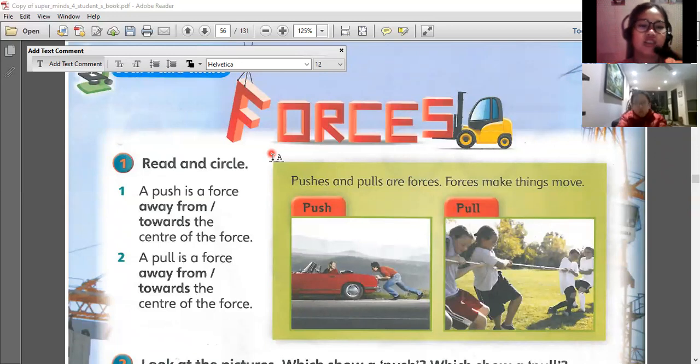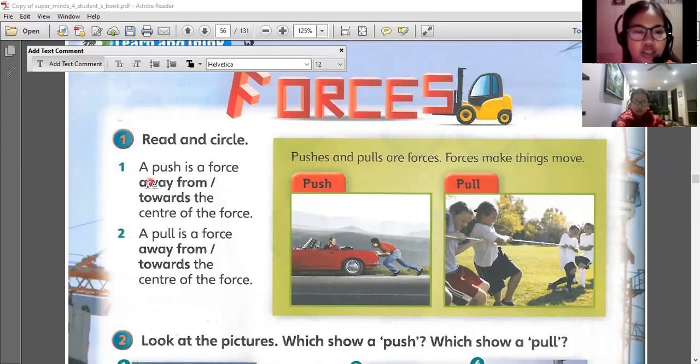All right. So let's try to read and circle the sentence. Let's see if you answer the words correctly. Let's do number one. Okay. Please read a push.